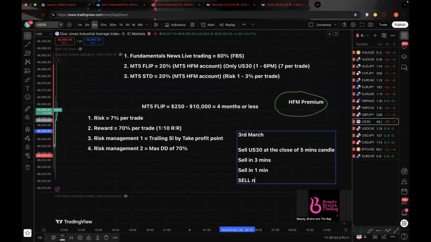Then I'll say something like, sell now. After I put sell now, I'll put the SL. Let's say 48,934. So the moment I put sell now, enter your sell and type the stop loss immediately. Make sure you type the stop loss immediately. Don't forget, it moves very, very fast.